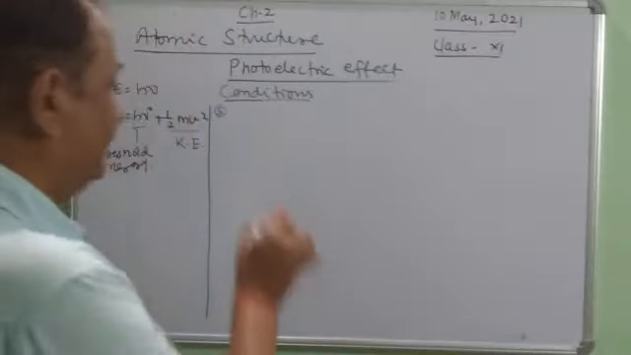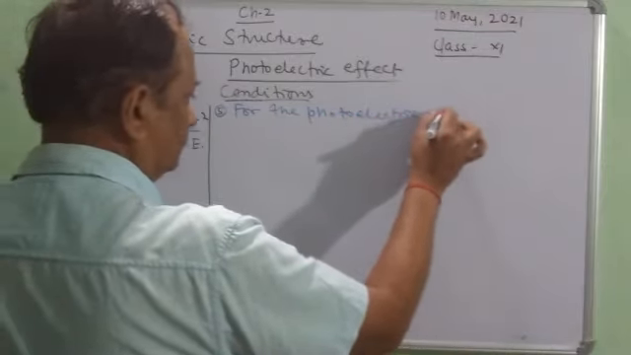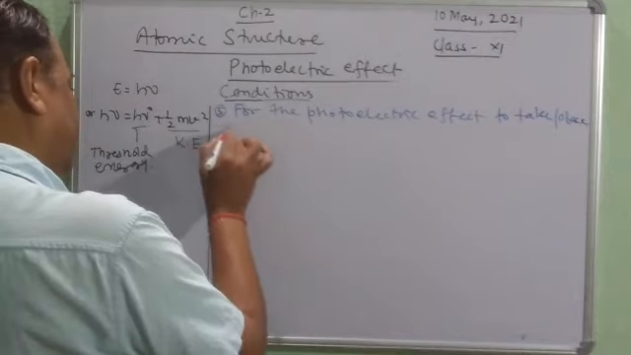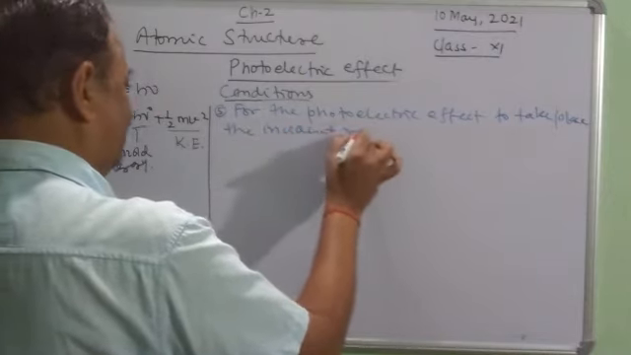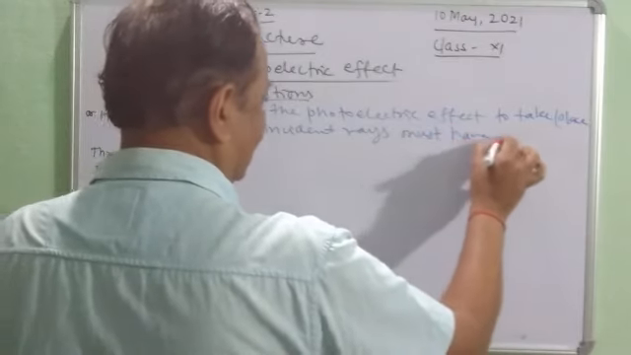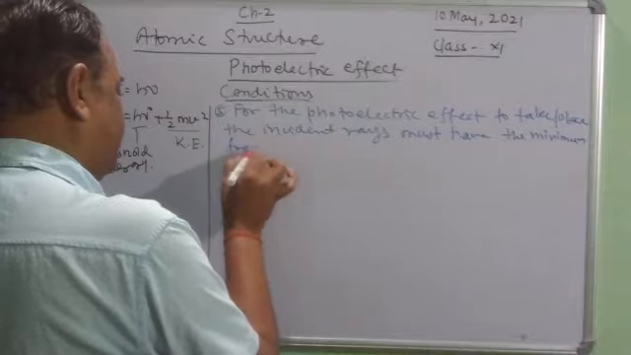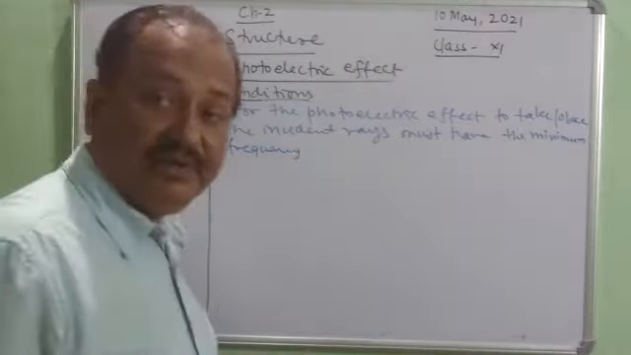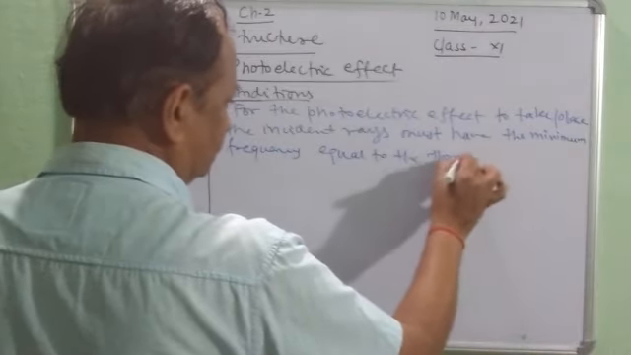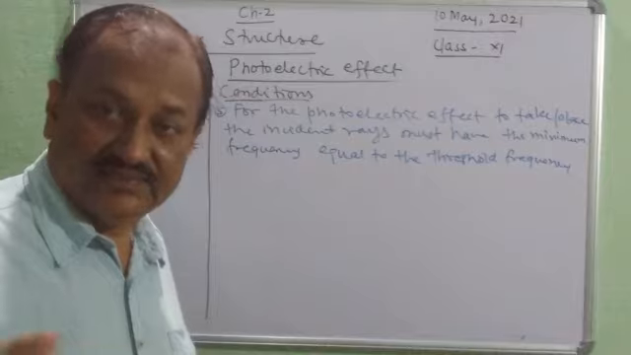So these are some of the points, and if you see some more points, see how. Now another very important point is that for the photoelectric effect to take place, the incident rays must have the minimum frequency, minimum frequency equal to the threshold frequency. And so, see the conditions.